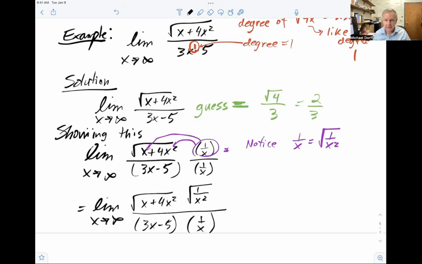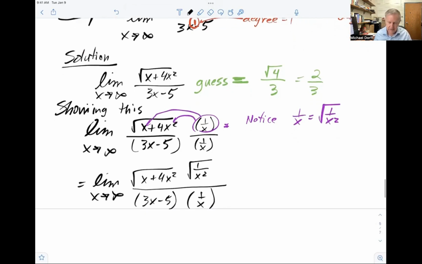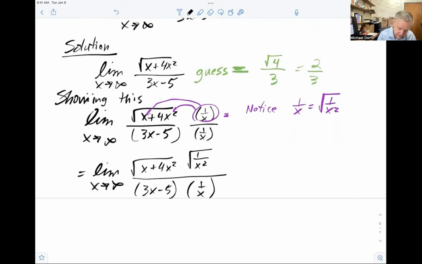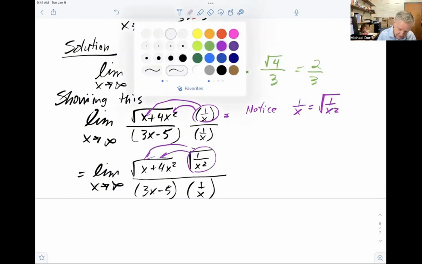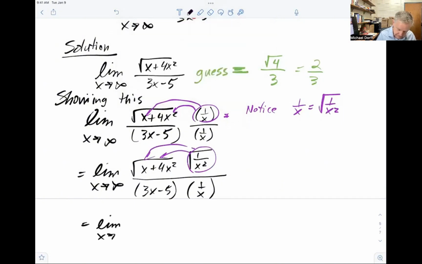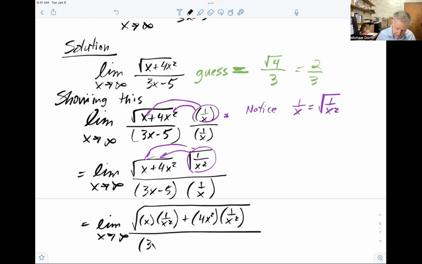Now, since x is a positive number, the square root of 1 over x squared is the same thing as 1 over x. They're just written in different forms. Now I can go ahead and distribute those. So on the top, I'm going to get the limit as x goes to infinity of the square root of x times 1 over x squared plus 4x squared over 1 over x squared. And in the denominator, I have 3x times 1 over x minus 5 times 1 over x.